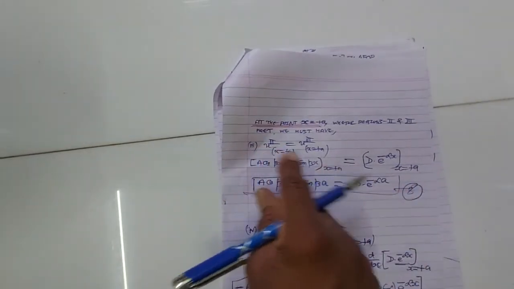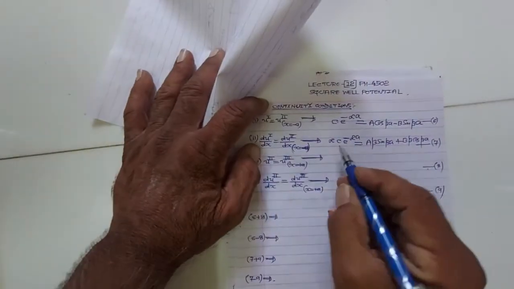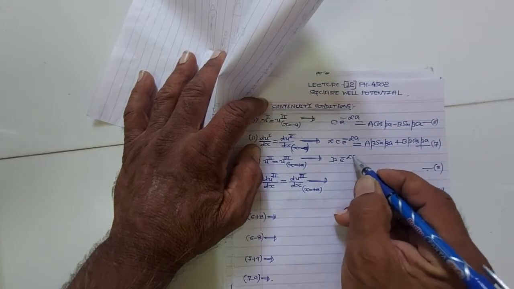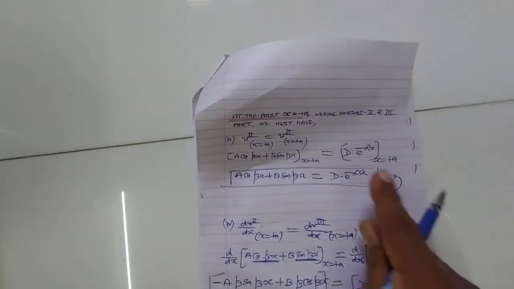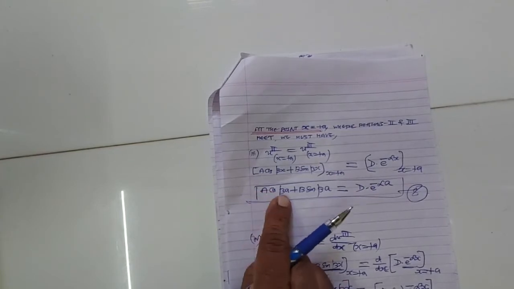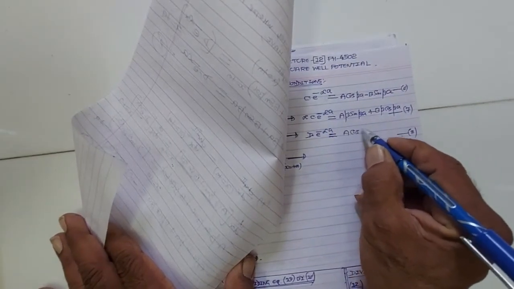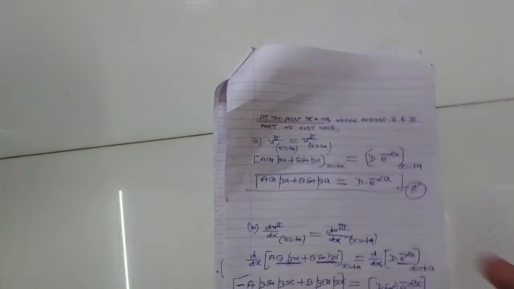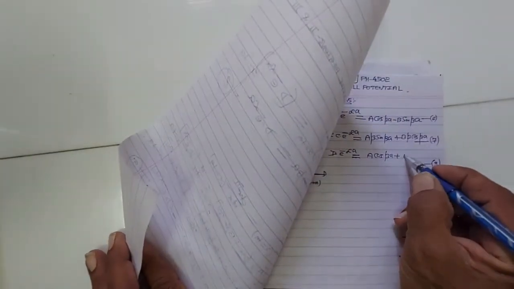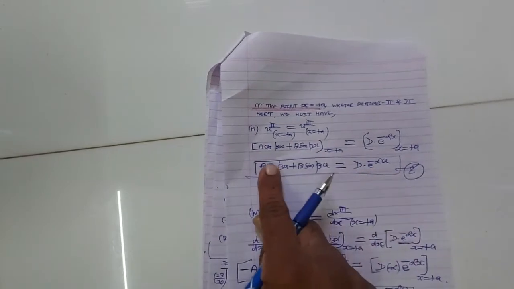From u2 is equal to u3 we get equation 8. d e raised to minus alpha is equal to a cos beta a plus b sin beta a. I am writing the right hand side of this equation on the left hand side, because both sides are the same. The left hand side is a cos beta a plus b sin beta a.